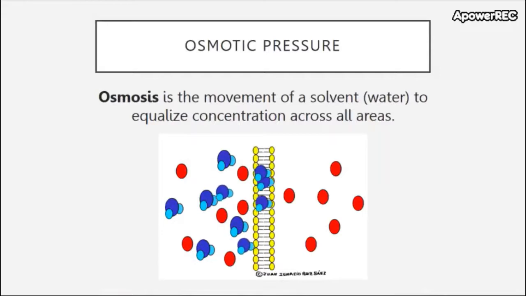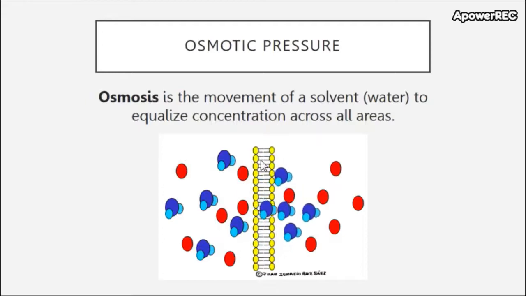Now, let's go back and talk about osmotic pressure. As we discussed with osmotic pressure, it can affect the stability of the cell shape and the membranes. And of course, this is going to be very important for cellular growth. So if you can remember, osmosis is the movement of a solvent. In most cases, that's going to be water, to equalize the concentration across all areas.